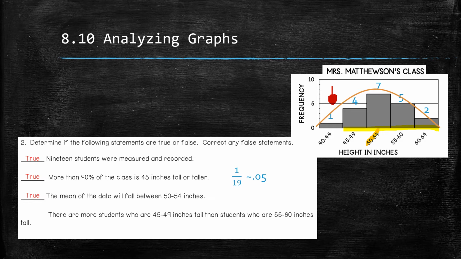There are more students who are 45 to 49 inches tall than there are students who are 55 to 60 inches tall. And I can clearly see that 55 to 60 is a taller bar, so that statement is false. And there's a couple ways you can reword that. There are more students, like I said, that are 55 to 60, or you can say there are fewer students who are 45 to 49 inches tall.